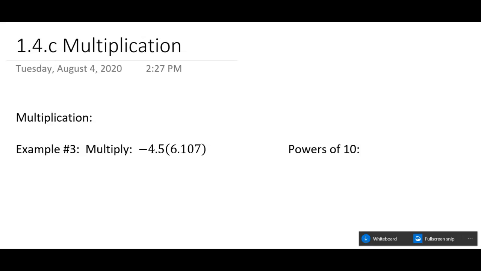Multiplication. We're still working with decimals here. We still follow the rules for positive and negative numbers, even though they're not integers. For multiplication, negative times a negative is going to be positive, but negative times a positive or positive times a negative, those are both negative.